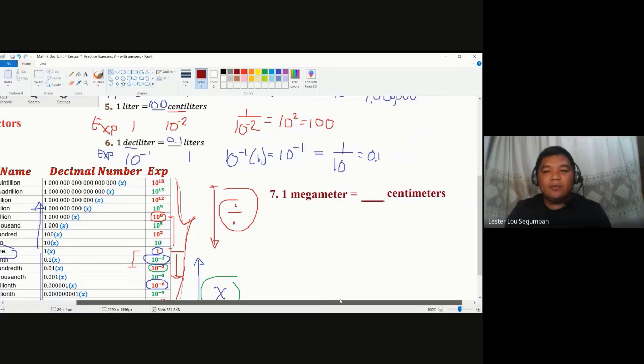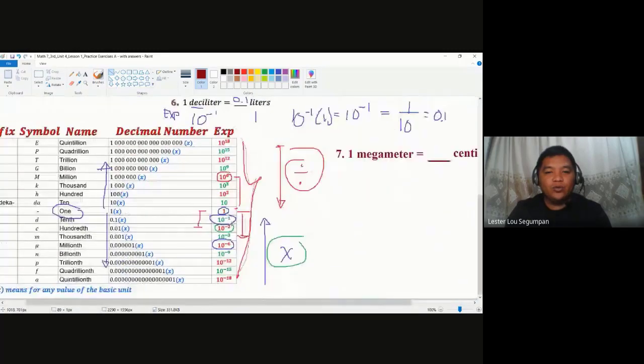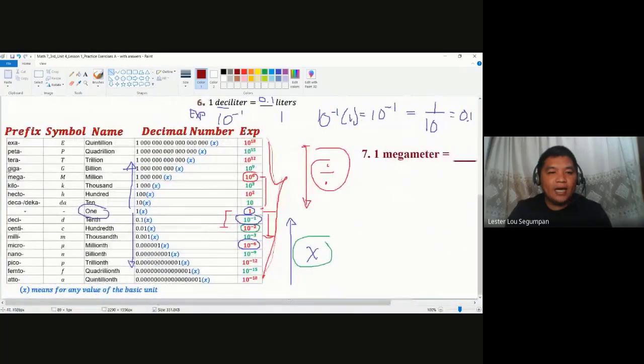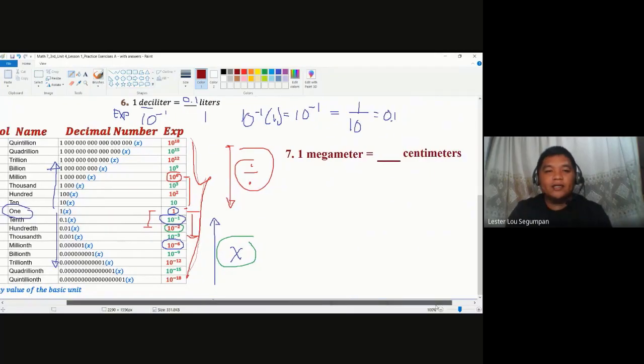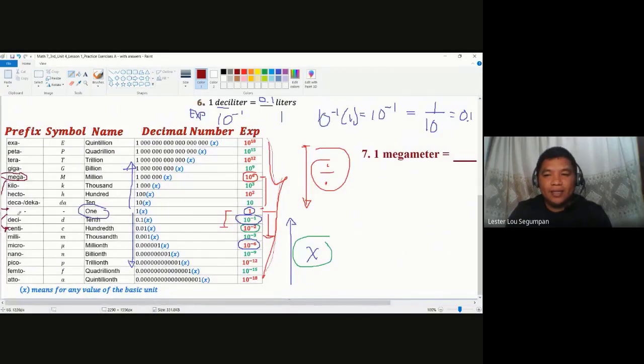Some of you might say, I'm going to convert first megameter to meters and then meters to centimeters. We could actually do that, passing through two different operations. So 1 megameter will be converted to how many meters and then meters to centimeters. You can do that. But by simply using the exponentiations here and the concept that from a higher unit to a lower one we are going to divide the exponentiations, we can immediately get the equivalence.